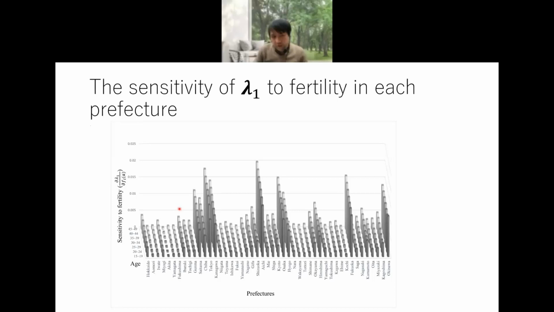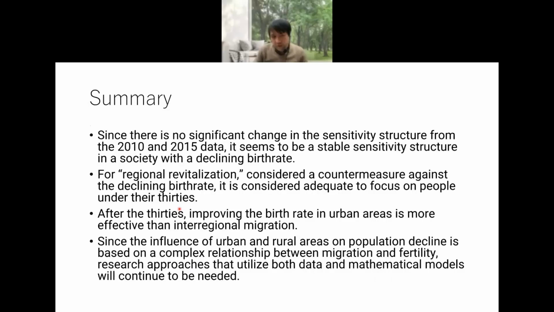Although Okinawa Prefecture does not have a large city according to Japanese law, with a population of about 1.5 million, its high birth rate greatly influenced the population growth rate. So, the summary, a little bit early.